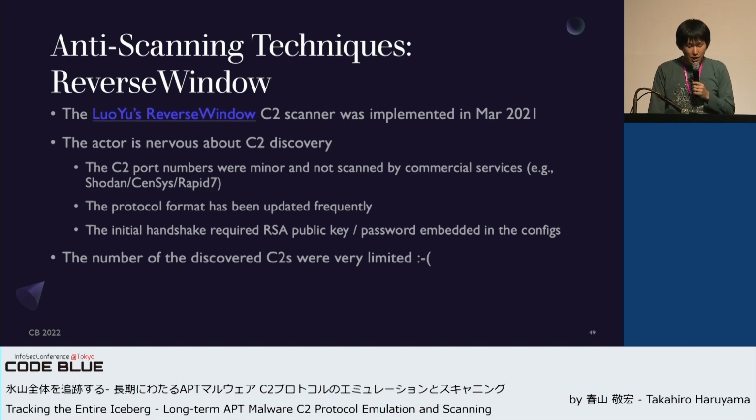Additionally, the initial handshake requires an RSA public key and password embedded in the configuration data. I finally implemented several scanner versions for the malware, but the number of discovered C2 servers was very limited. So this C2 scanning was not cost effective.